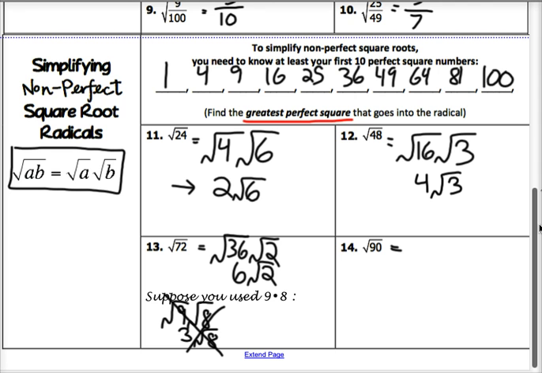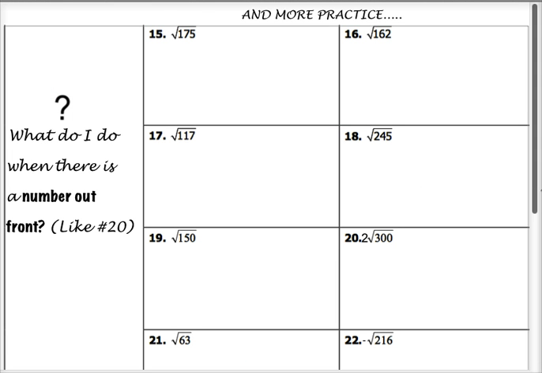So 14, as we're running through our list, what's the largest perfect square that divides 90? I see 9 times 10, because that'll reduce into 3 square roots of 10. All right, let's flip this over. Let's work on the next page.